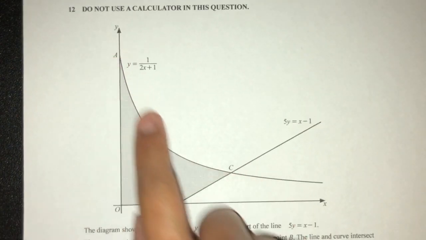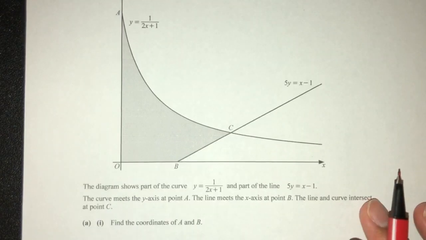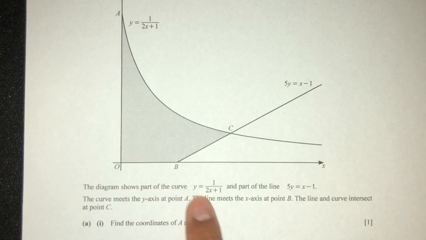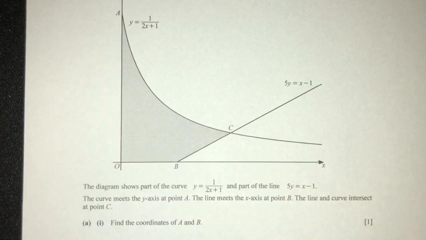Now let's move on. Here we have a shape. As you can see, we have a curve right here and a straight line. We have this region, so obviously we know we will be finding the area of this region in this question. But let's see one by one. What do we have here? The diagram shows part of the curve y and part of the line. They meet at this point and this point, so we kind of know we have to find these points already.